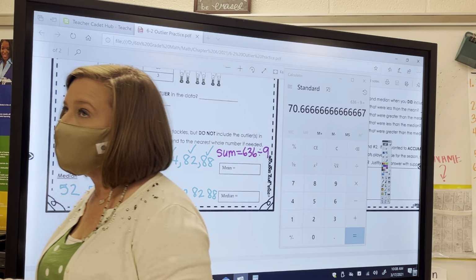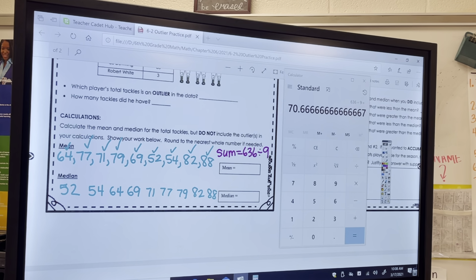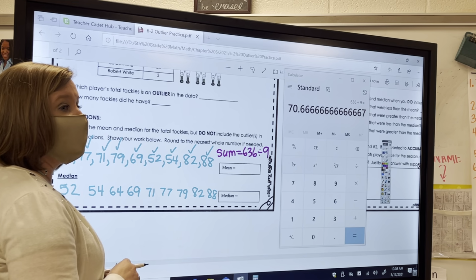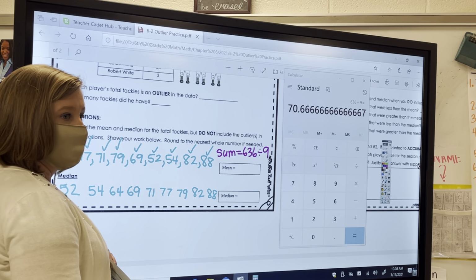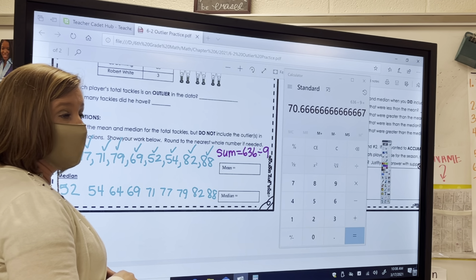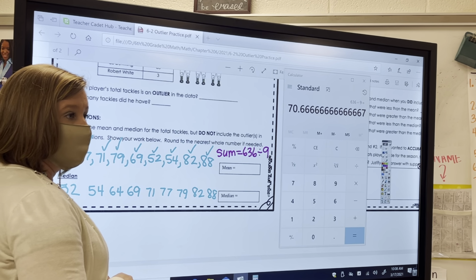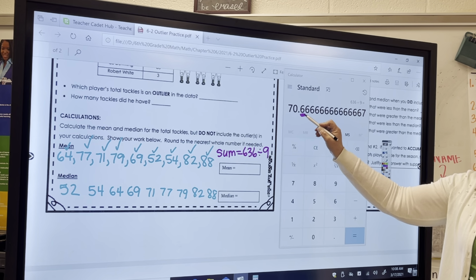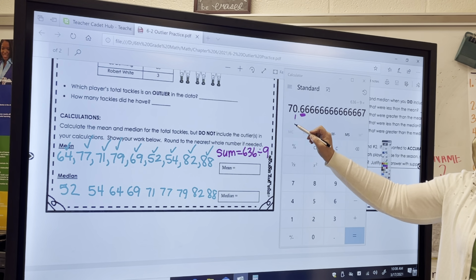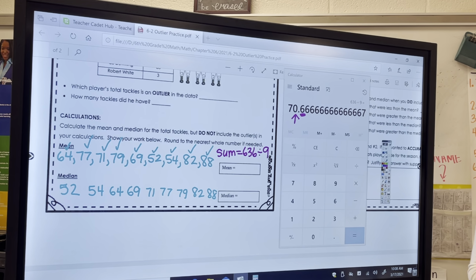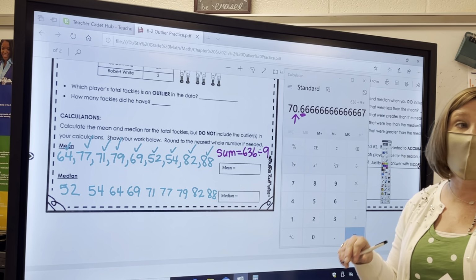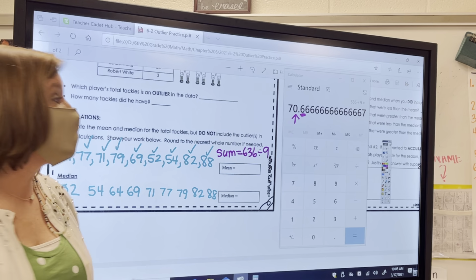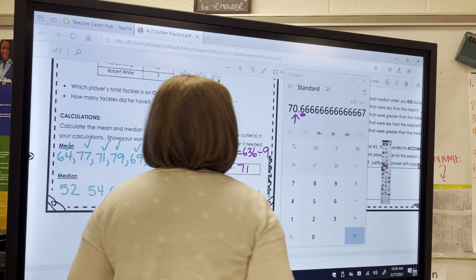It tells us to round to the nearest whole number. So, what's the mean number of tackles? If we're rounding to the nearest whole number, we've got to look at this 6 right here. That 6 is going to tell us what to do with the 0. What does the 6 tell us to do with the 0? To go up. We've got to go up 1. So, what's my whole number? 71. So, my mean is 71.